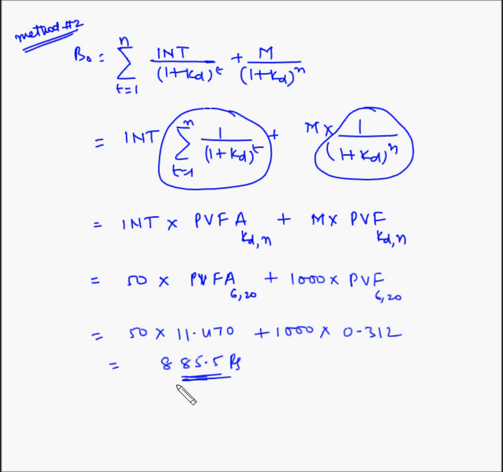Now there are other methods also to solve this, like using the formula for an annuity or using the financial calculator. I have explained them in detail in the videos for time value of money, so you can try those on your own. The answer should be the same, that is 885.5 rupees.